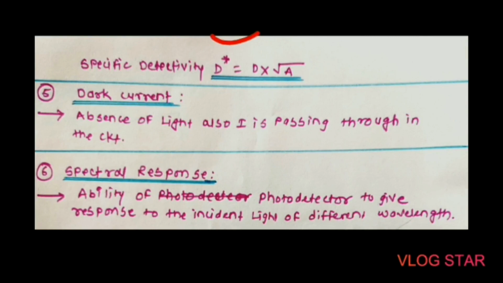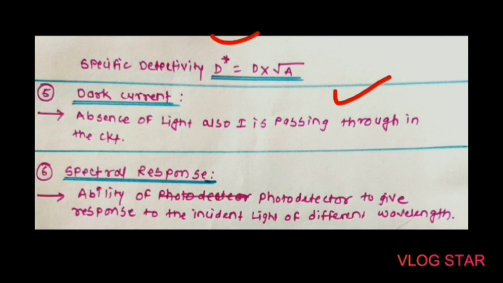The next characteristic is the dark current. As we know that in a photodetector, light falls on the photodetector, and the photodetector converts that light energy into electrical energy. But in dark current, when light is not falling on the photodetector, there is still some current passing through the circuit. So this current under darkness conditions is called the dark current.